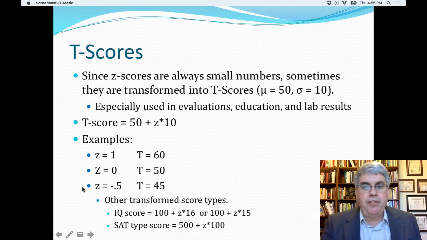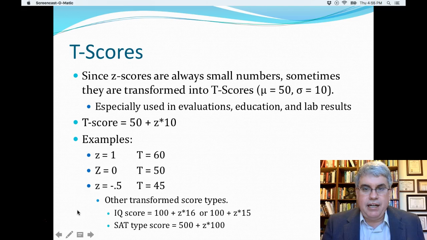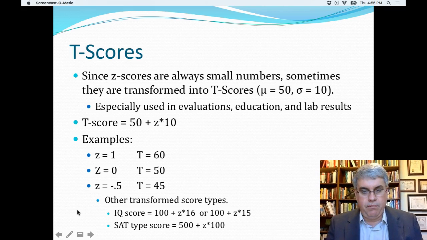Now there's a number of other ways that we transform z-scores, not just into t-scores. We mentioned IQ earlier. The IQ score is 100 plus the z-score times 16. Or sometimes, since there's two different formulas for calculating IQs, it could be 100 plus z times 15. So if you had an IQ of 116, that would mean you'd be one standard deviation above the norm. You'd have a z of 1.